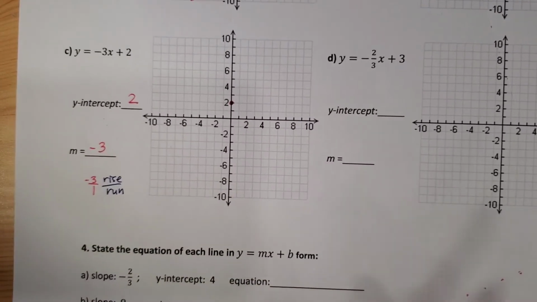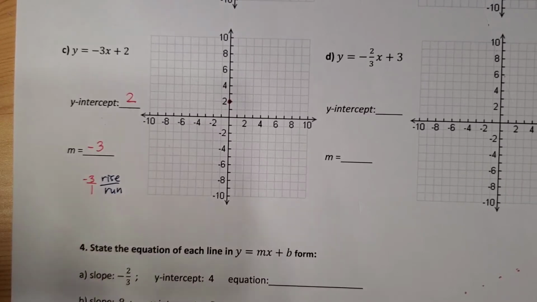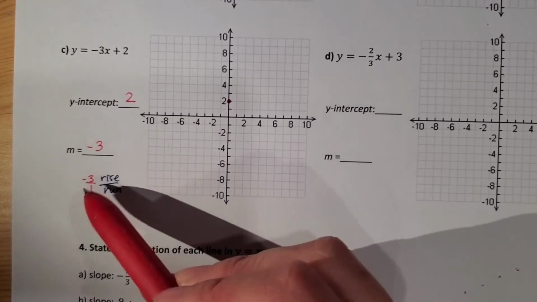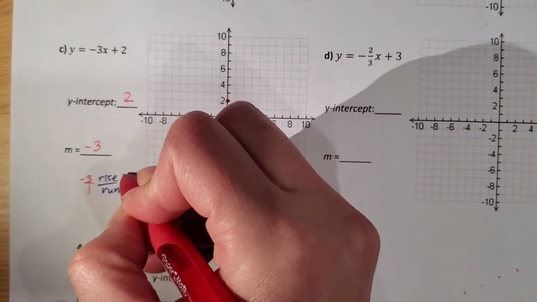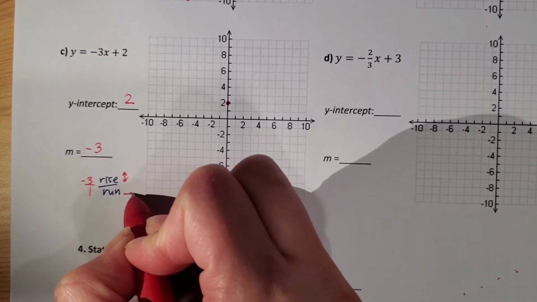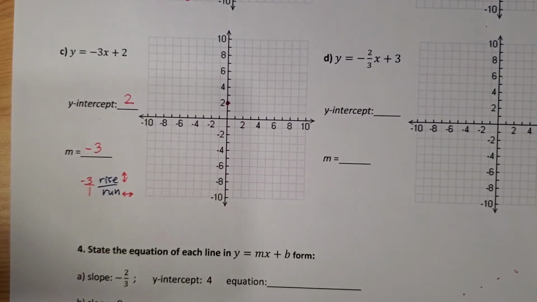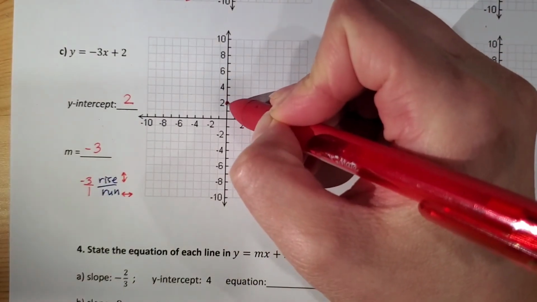The negative symbol, as you know, can go with either the numerator or the denominator. It actually doesn't matter, but I usually like to make it go with the numerator, the top number, so I know that I've dealt with it. And I know that when something rises, it goes up or down, and when it runs, it goes right or left. So because this is a negative rise, I know I'm going to go down 3 instead of going up like the other ones.